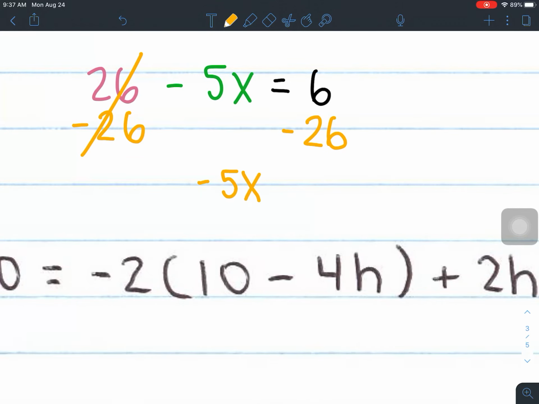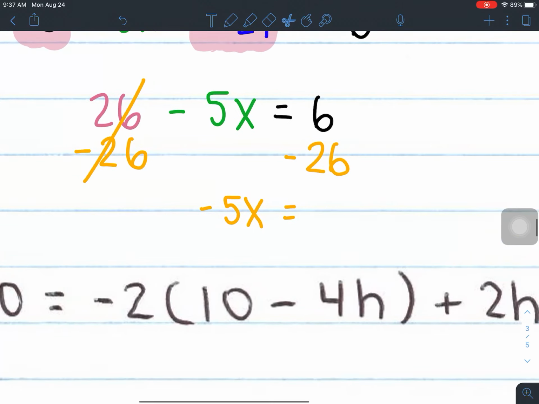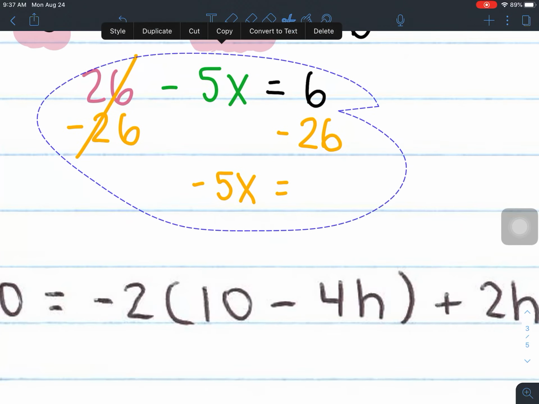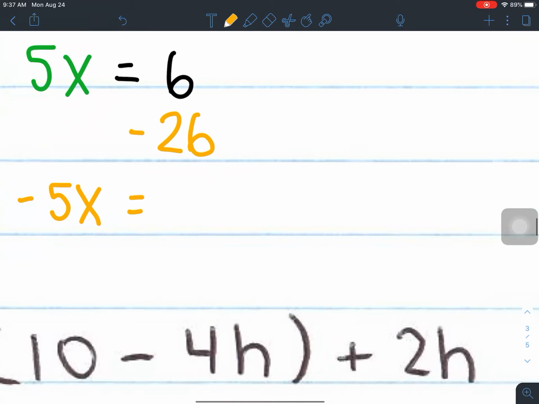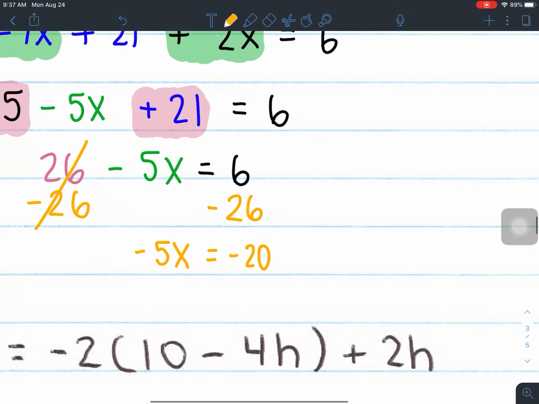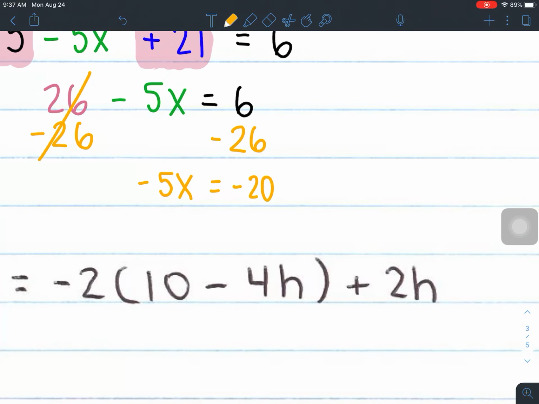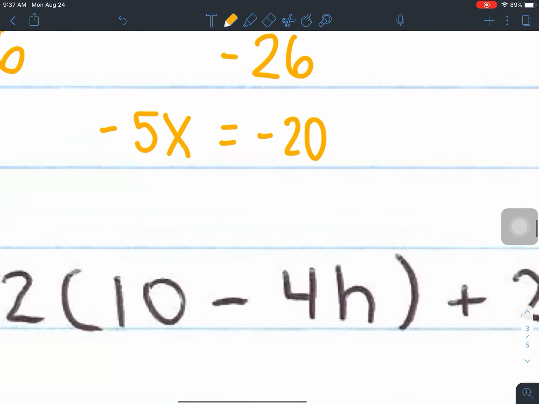So then I have negative 5x equals, well, 6 minus 26. 6 minus 26 is negative 20. So again, 6 minus 26 is negative 20. These positive and negative signs can get really tricky if you're not super careful with them.